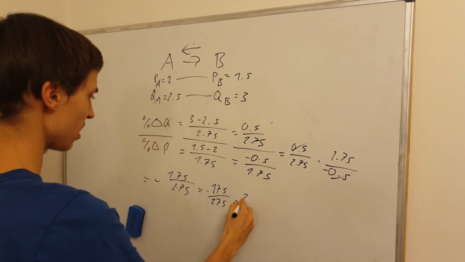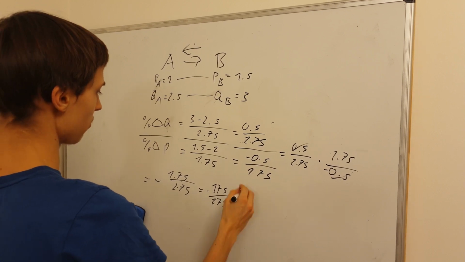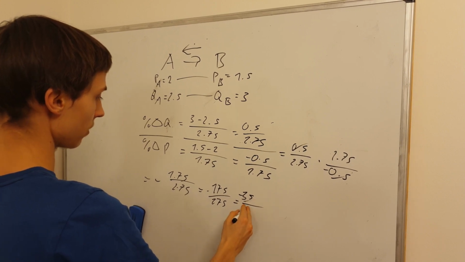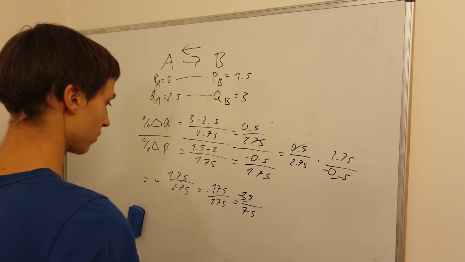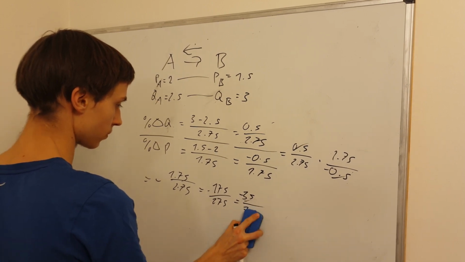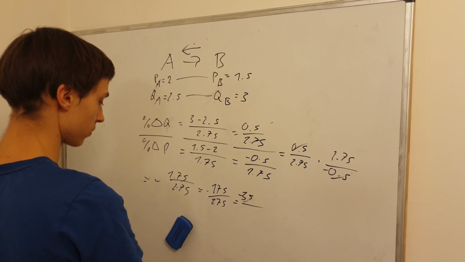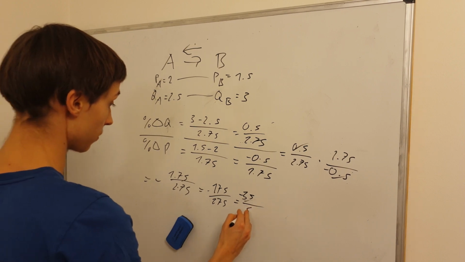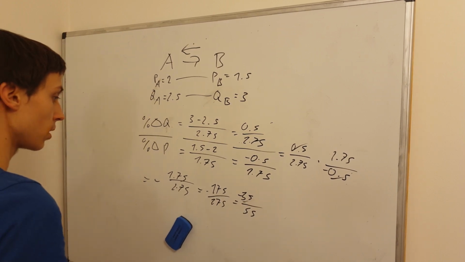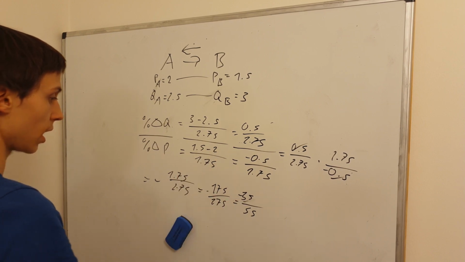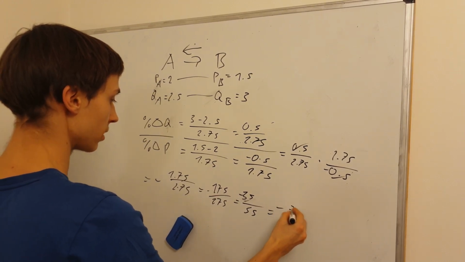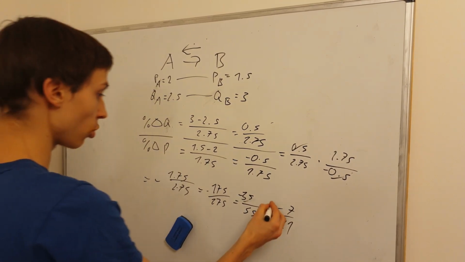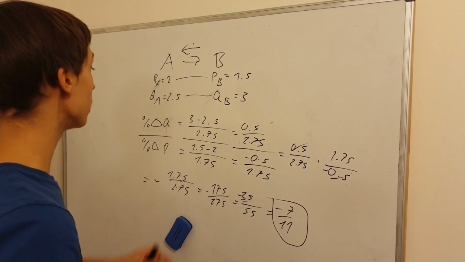That's going to be minus 35 over 55. Yes. So minus 35 over 55, and again divide by 5, so minus 7 over 11. Okay. Yes. So we calculated it.